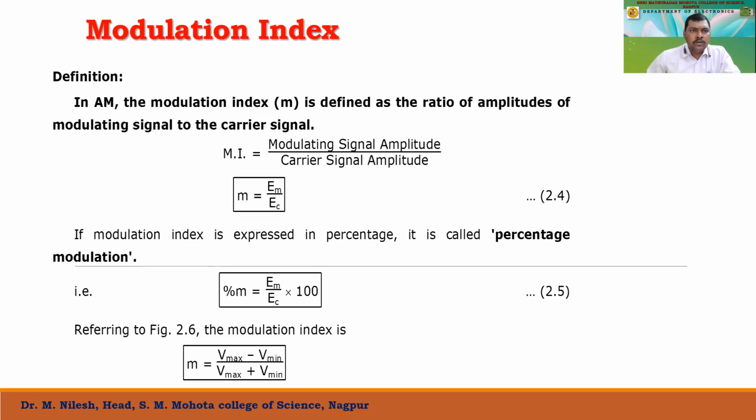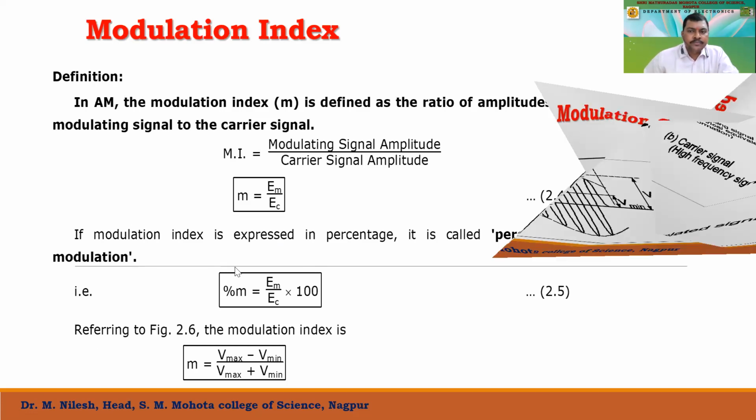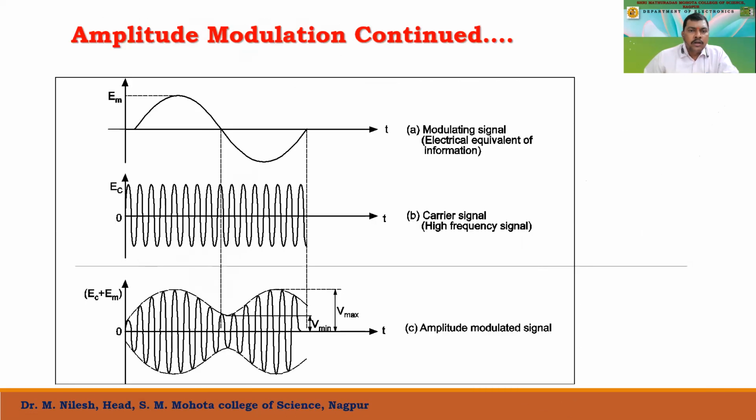So this is the modulation index that we are basically concerned with. Modulation index means how much modulation we are going to do. In AM, the modulation index m is defined as the ratio of the amplitude of the modulating signal to the carrier signal. This is the basic definition of the modulation index. So this is the equation of that.